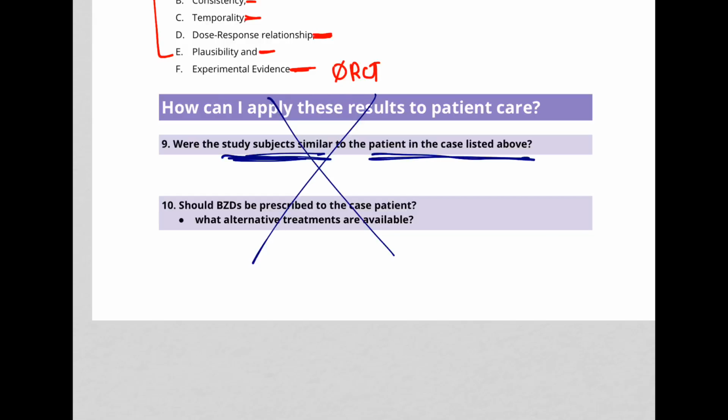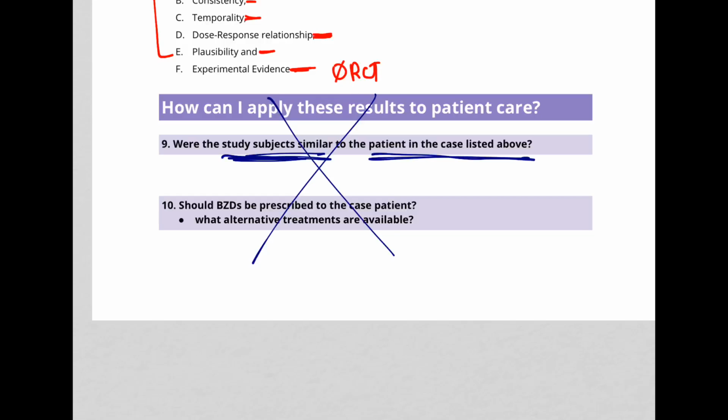Should benzodiazepines be prescribed to the patient? And what alternative treatments are available? Again, this is your judgment call. Do you want to give benzodiazepines to this person, knowing that there is this association with a lot of Bradford-Hill criteria there, strengthening the argument for causation? You'd have to weigh the benefits against the costs. Maybe this person can be calmed down with benzodiazepines, and that's why you need to give it, or maybe it's for seizures, and that's the only medicine that's working. I don't know. So you have to look at all of those different things.